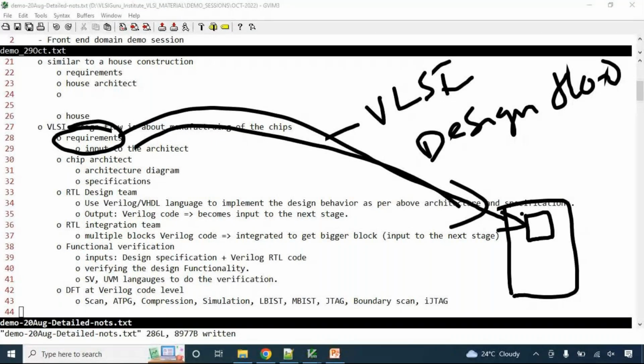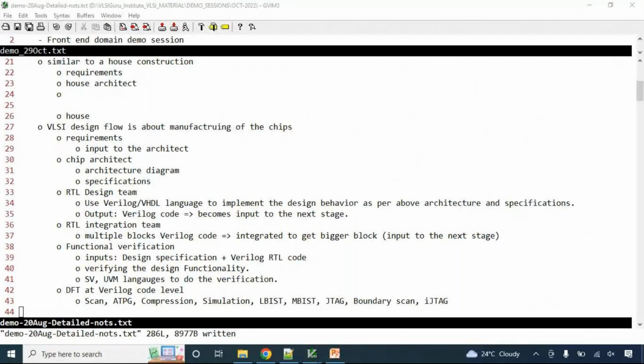So where does the VLSI design flow start from? The requirements. Now, what can be requirements? Like, what do you want from the electronic product? Let's say we are talking about a mobile phone. Can someone tell me what could be some of the requirements in a mobile phone?